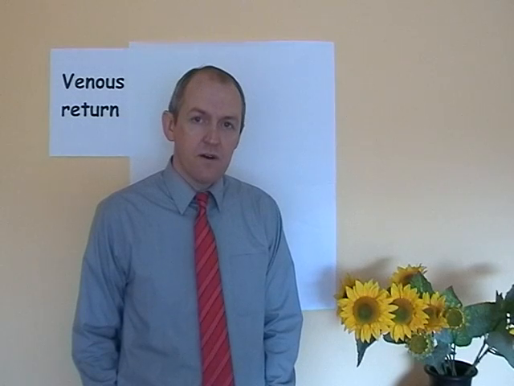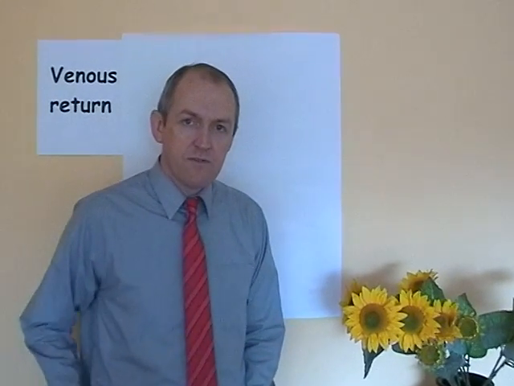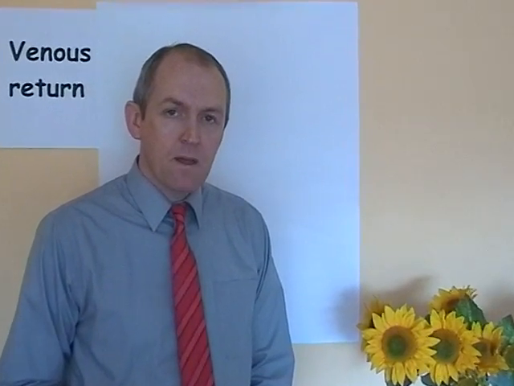Let's think a little further about this idea of venous return. What I want to do now is look at the different types of veins that the blood returns through from the periphery to the heart. Now if you look at the back of your hand, you can see plenty of superficial veins, and in your arm you've probably taken blood from them.